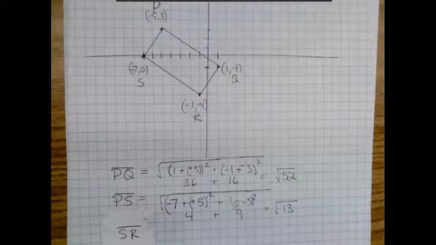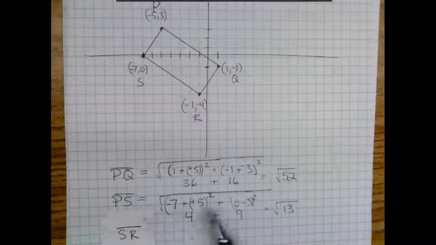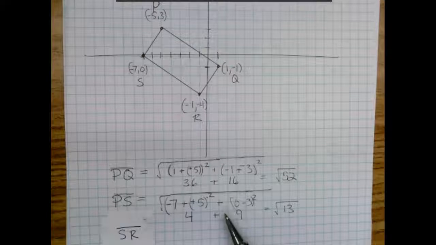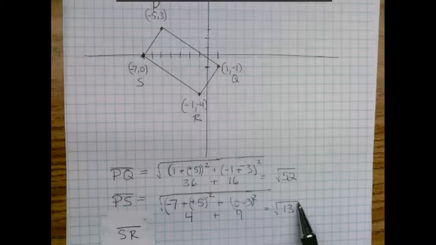Okay, so I did the math here. You notice before I had 7 here, it's -7. But so then you do the math here, -7 minus -5, you get 4. And then when you square it all, then here you get 9, when you square it all, you get square root of 13. Okay, so now we're going to check SR.